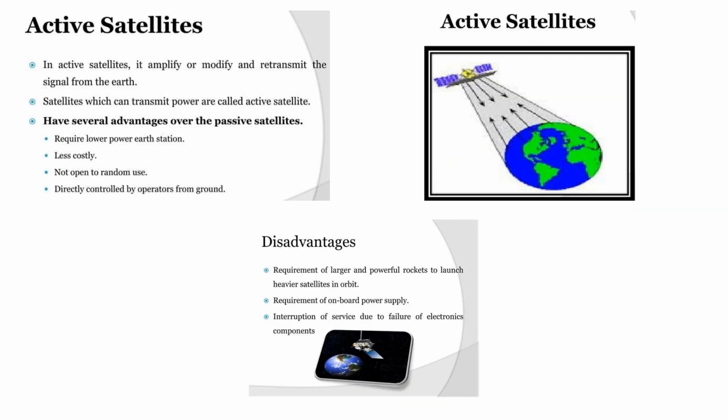Coming to the active satellites, they simply amplify or modify and retransmit the signal from the earth. Satellites which can transmit power are called active satellites. There are several advantages over the passive satellites: they require lower power earth stations, are less costly, not open to random use, and directly controlled by operators from the ground. And this was the first active satellite which was launched into space.